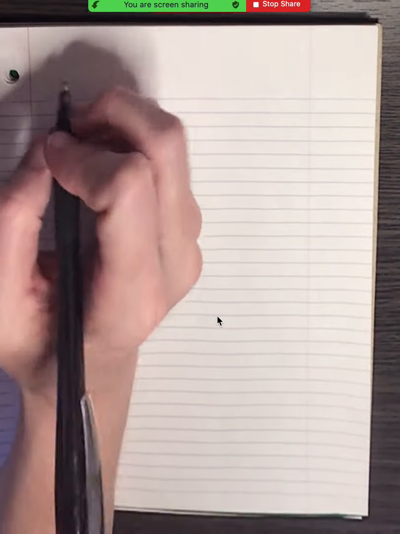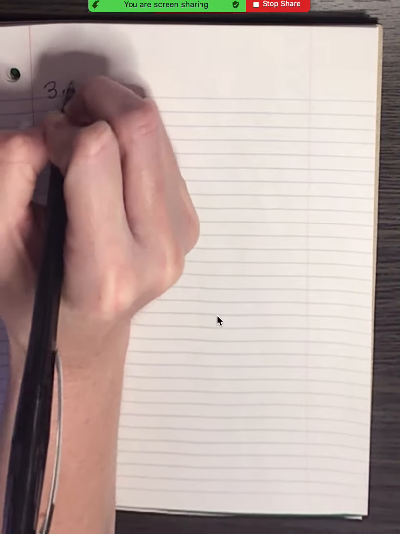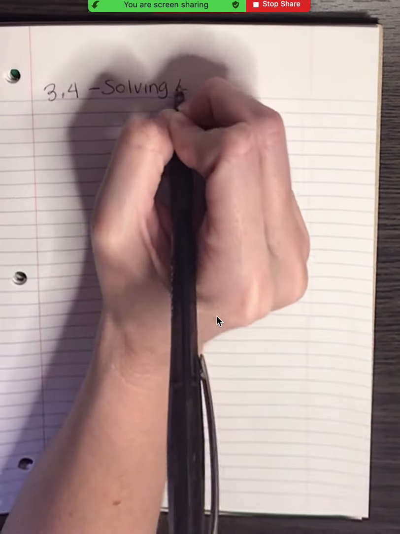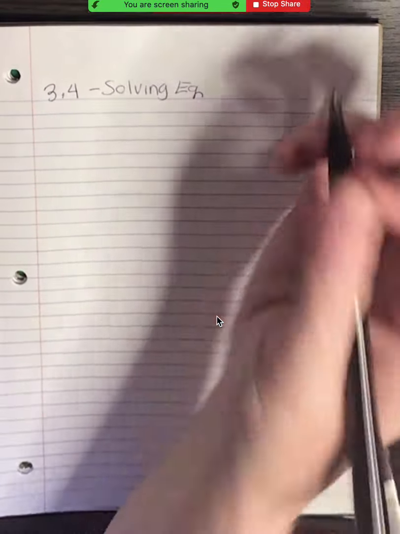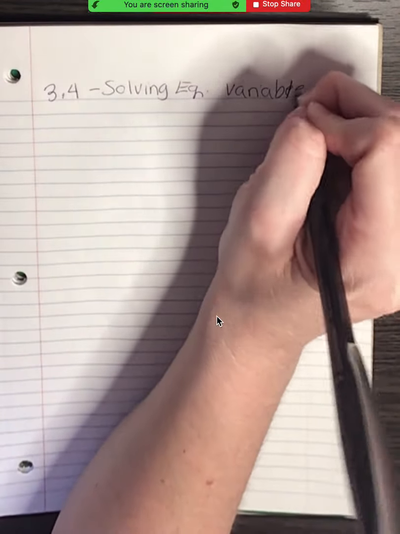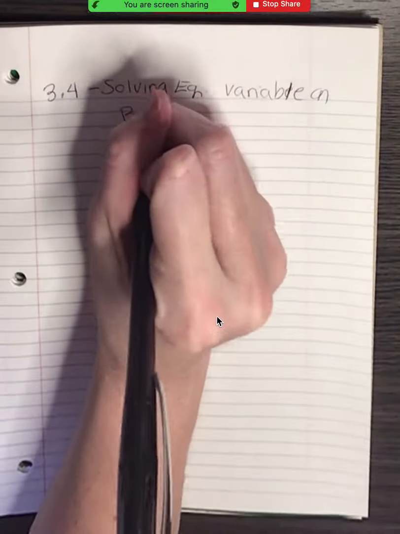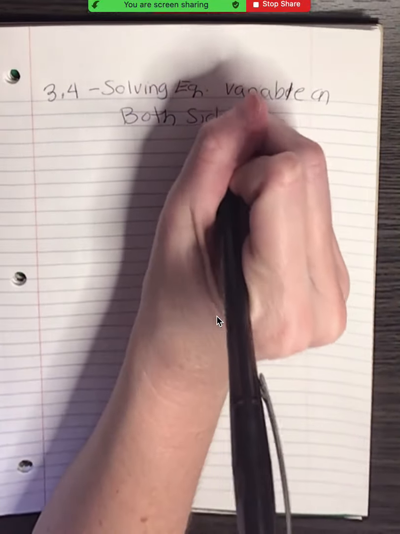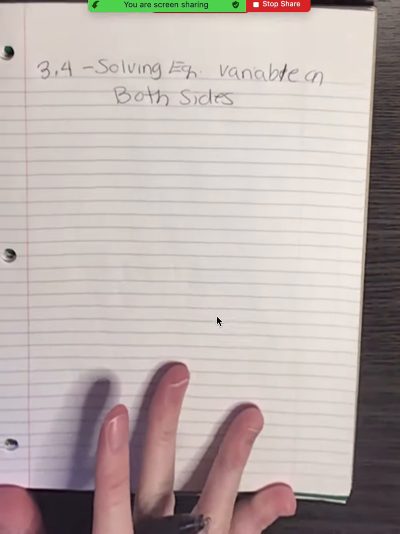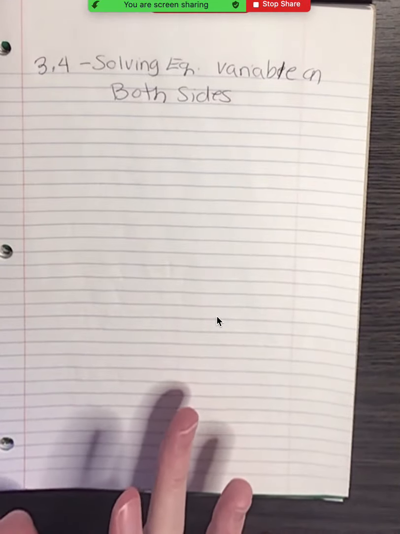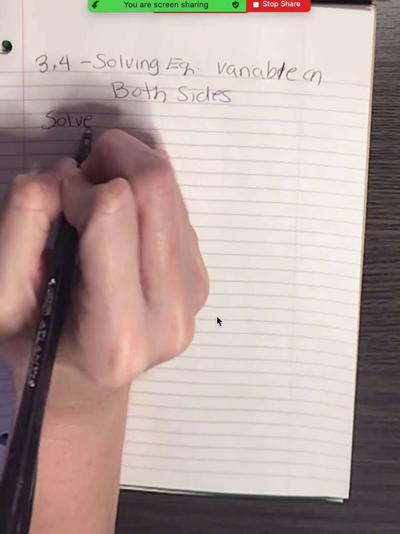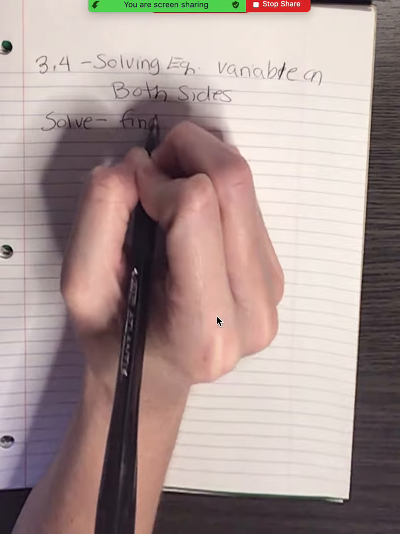Okay, Algebra 1, lesson 3.4. We're continuing to solve our equations, okay? But this time we have a variable on both sides. So what we remember is that when solving, you are being asked to find the value for your variable.